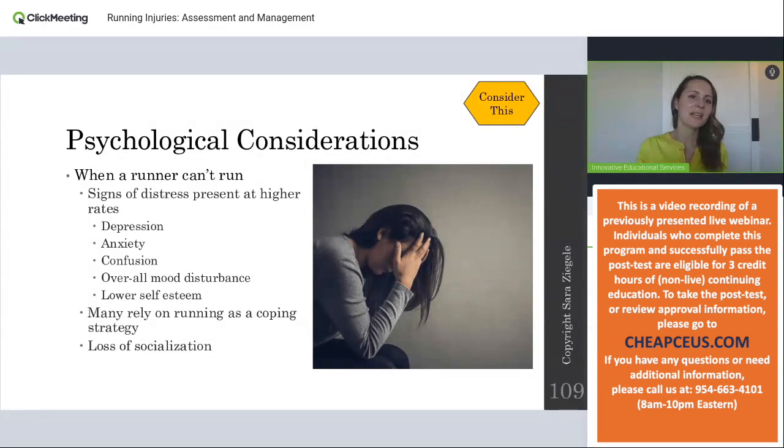And really, a lot of times providers' early advice to them is to restrict running, and sometimes that is truly necessary. So, the research, this is actually something that's been done decades ago. They looked at the psychological state of different runners who were on restriction. And they found that there were signs of distress, and higher rates of depression, anxiety, confusion, overall mood disturbances, and lower self-esteem. And really the rationale for why that happens is because so many runners are relying on that activity as a coping strategy for their overall health and well-being.